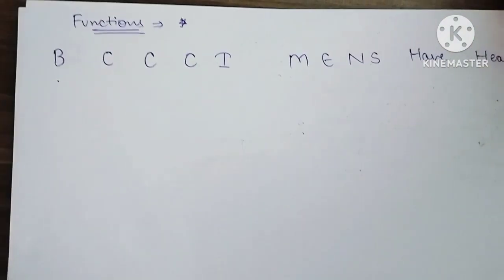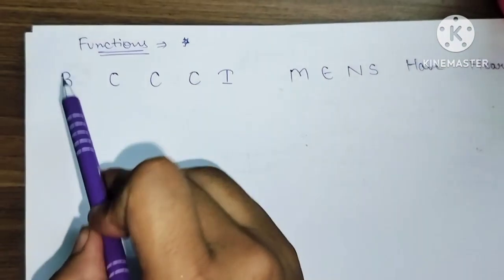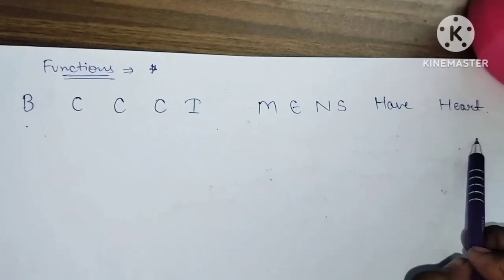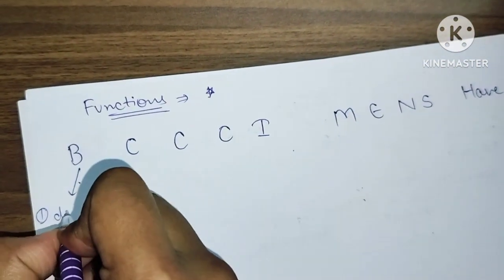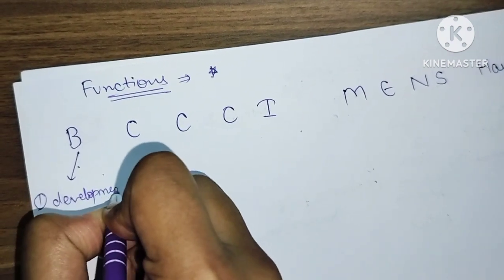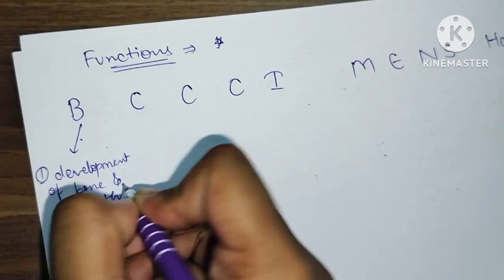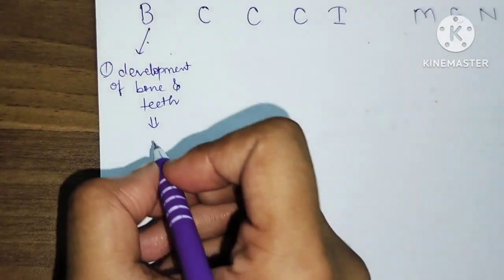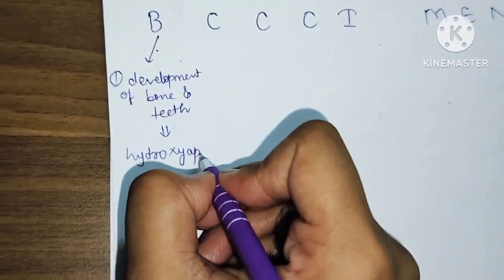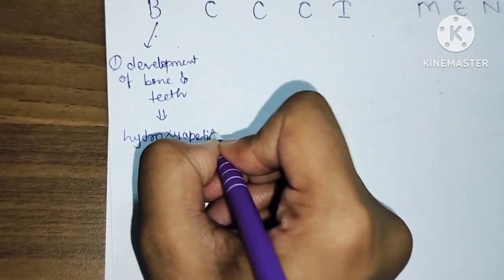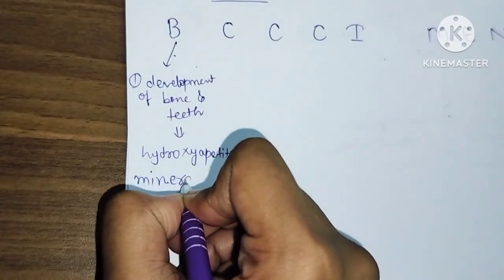The functions of calcium. We can remember the functions of calcium by a certain mnemonic, BCCCI mans have heart. Now discuss this mnemonic. First function is the development of bone and teeth. Calcium along with phosphate is required for the formation of hydroxyapatite and provides strength to the skeletal tissues. And calcium is also required for the mineralization of bone.